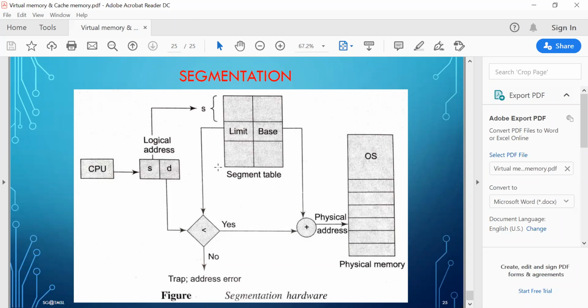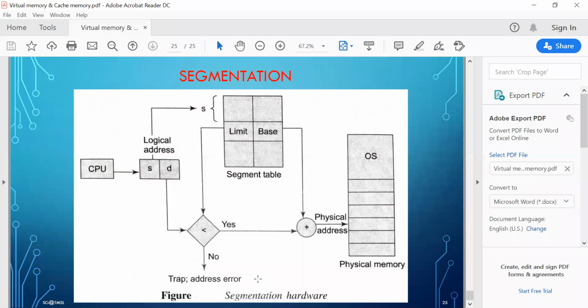Now if the offset is beyond that range, the operating system generates an error signal called a trap, a trap address error, which means that the offset is not valid. You have to recheck it. If it is valid, it is added with the segment base to produce the address in the physical memory for the desired word.